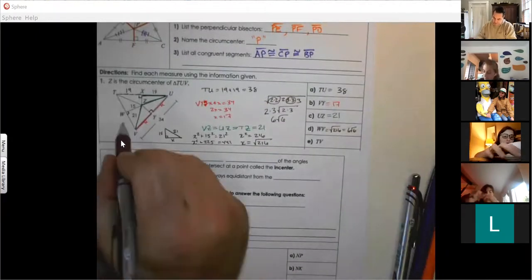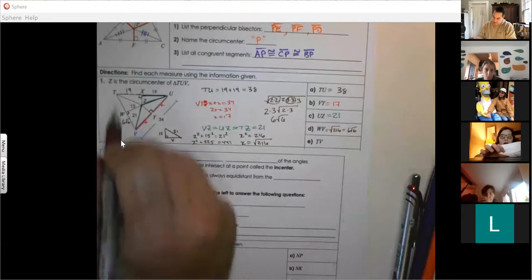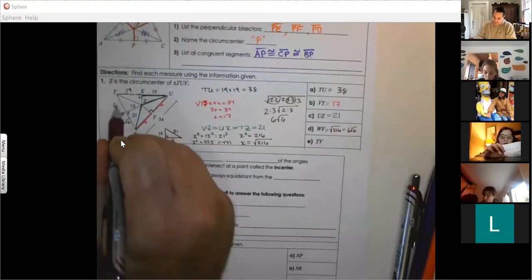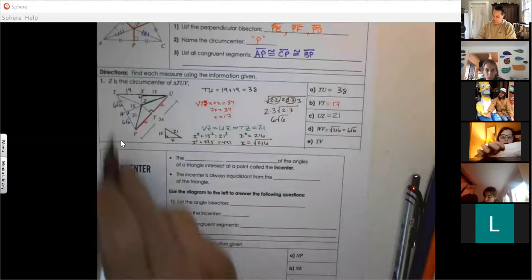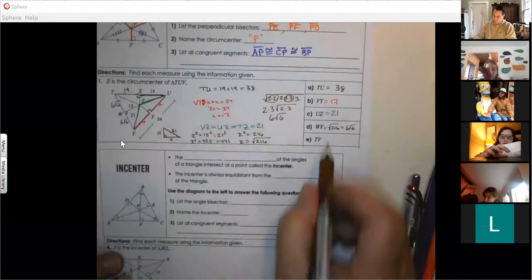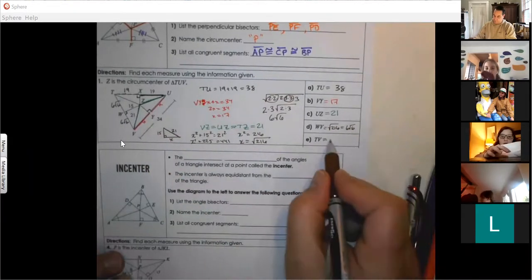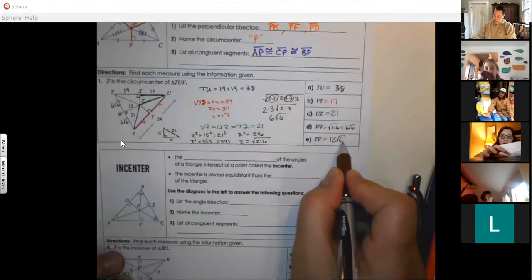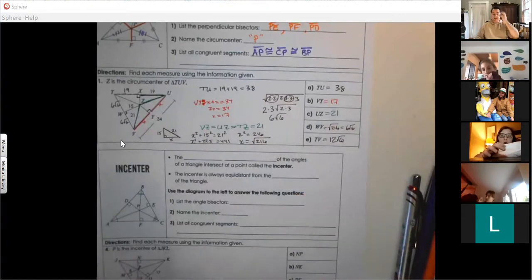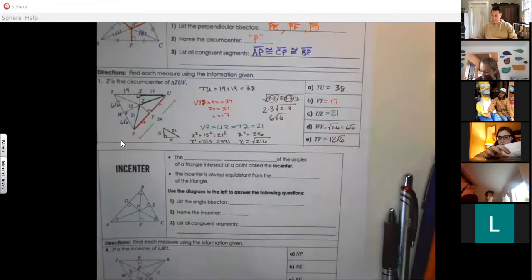But if we know that this part is 6 root 6, and we know that this was a bisector, that's also 6 root 6. So how long is TV? Well, if one of them is 6 root 6, another one is another 6 root 6, then together they make 12 root 6.